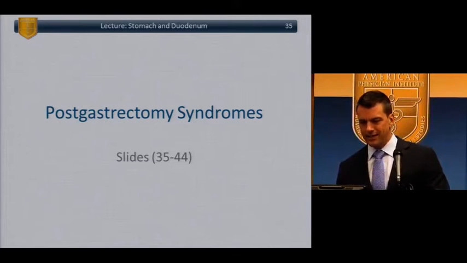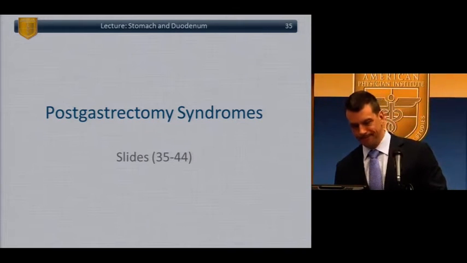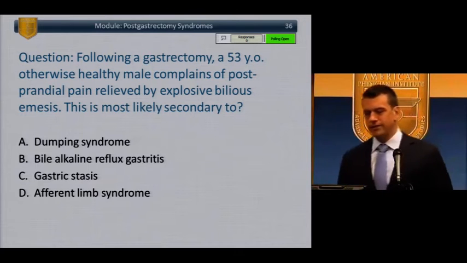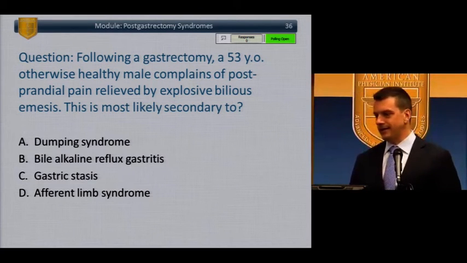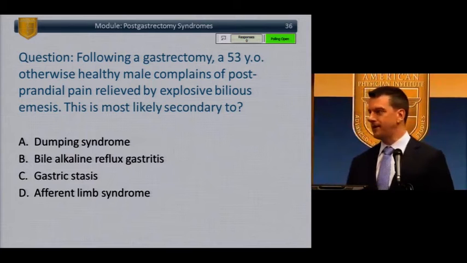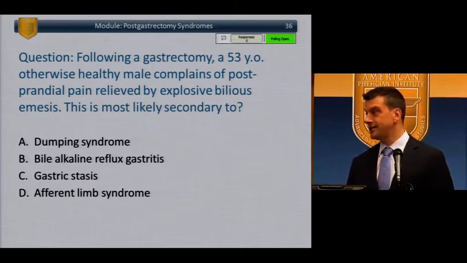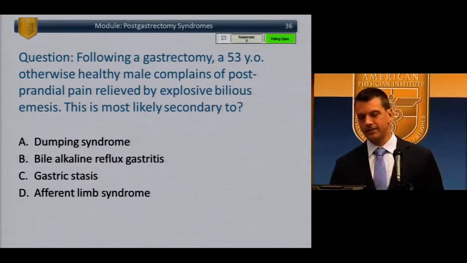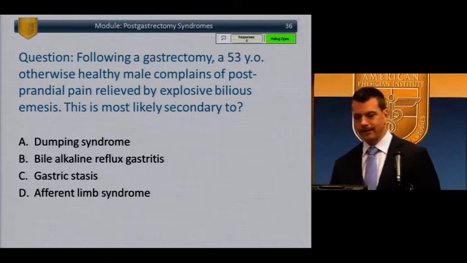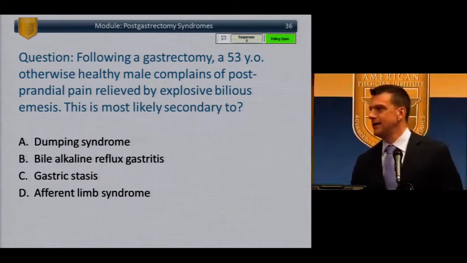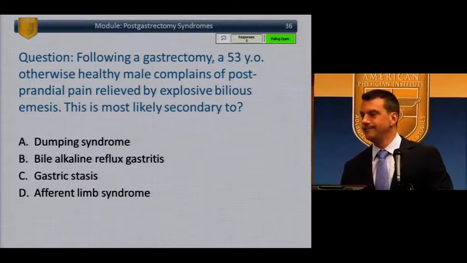So some post-gastrectomy syndromes, again, we don't do a whole lot of gastrectomies, but these do occasionally show up. First question. Following gastrectomy, a 53-year-old otherwise healthy male complains of postprandial pain relieved by explosive bilious emesis. This is most likely secondary to A, dumping syndrome, B, bile alkaline reflux gastritis, C, gastric stasis, or D, afferent limb syndrome?